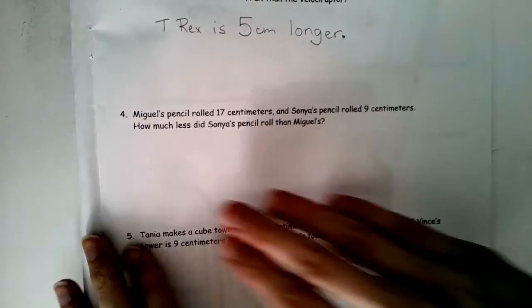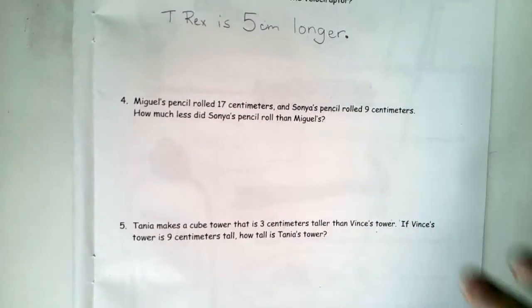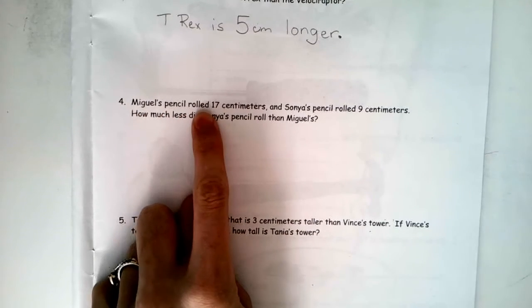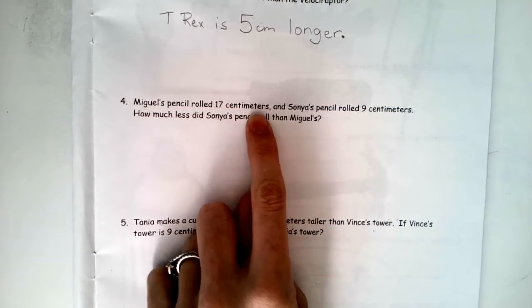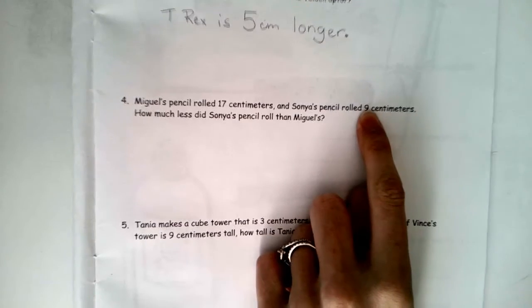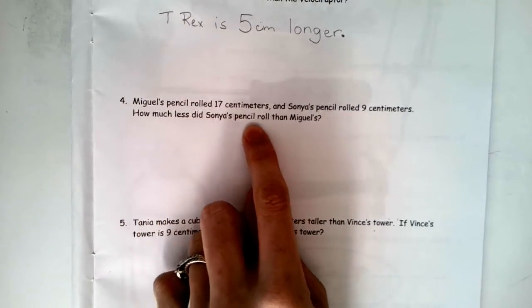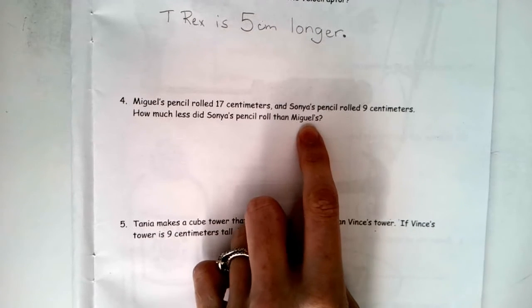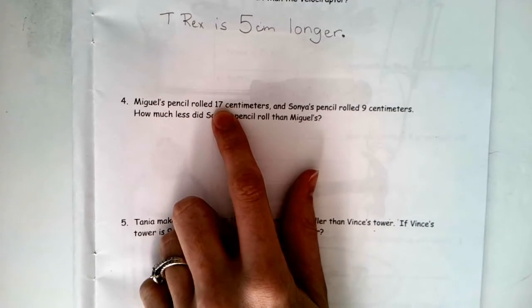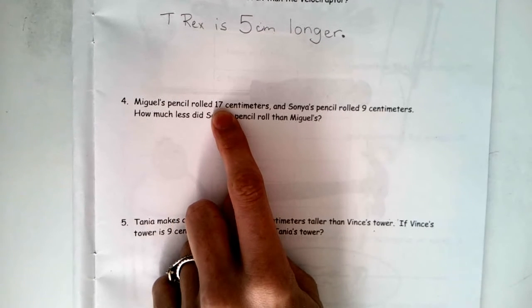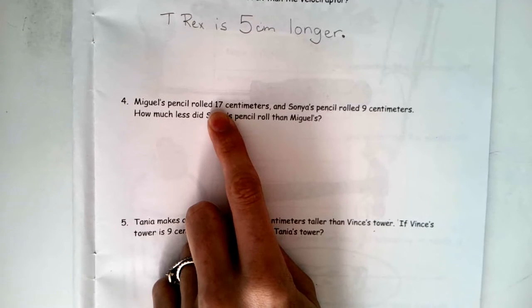All right, let's do one more. Number 4. We have Miguel. Miguel's pencil rolled 17 centimeters, and Sonia's pencil rolled 9 centimeters. How much less did Sonia's pencil roll than Miguel's? Now, this is a kind of a big number, 17, and I already know that I don't have 17 centimeter cubes, and I'm going to bet none of my first graders do either. So we're going to do this one a little bit different, okay?